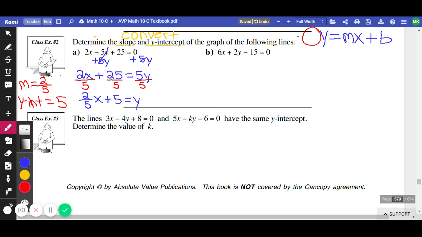All right, try B. See if you can convert that into slope y-intercept form, and then state the slope and state the y-intercept. Figuring out the slope and y-intercept is best done by getting into slope-intercept form. Slope-intercept form has y by itself. This does not have y by itself, so we are going to move the y's to the other side of the equal sign, all by themselves. I do that by subtracting 2y. That leaves you with 6x minus 15 equals negative 2y.